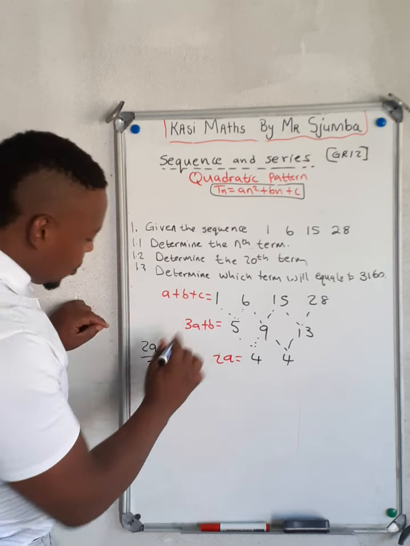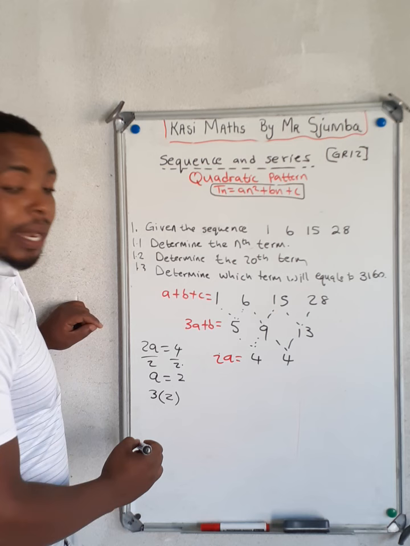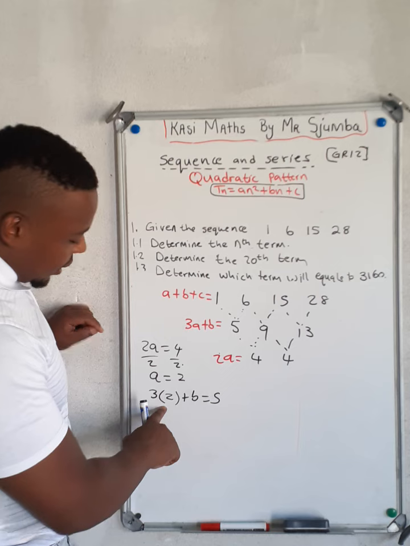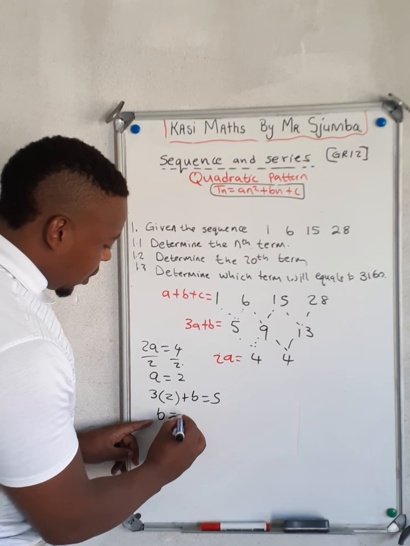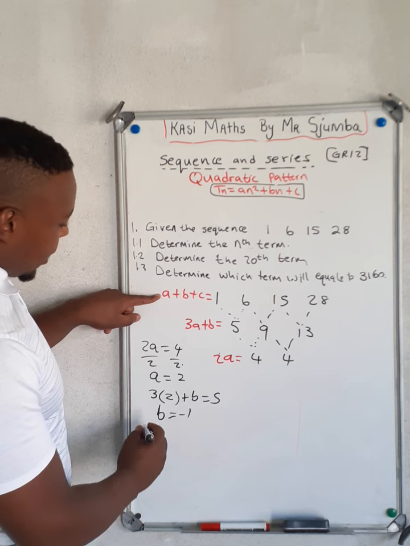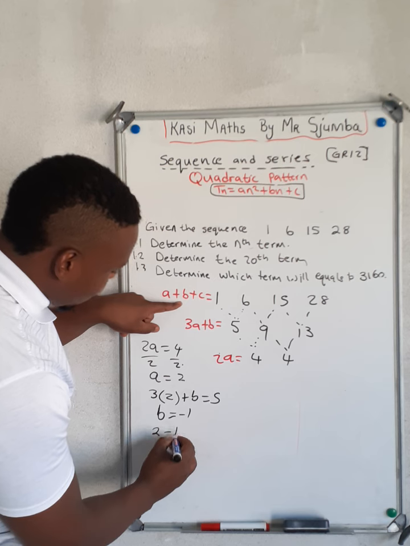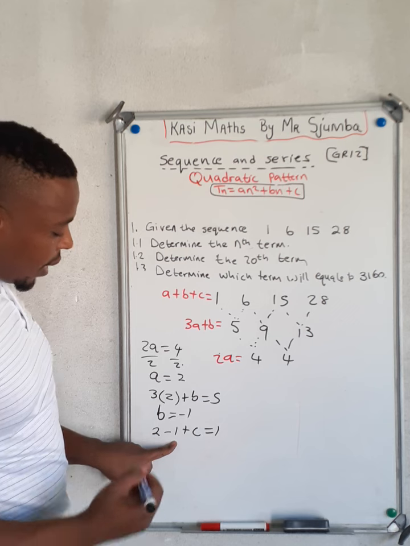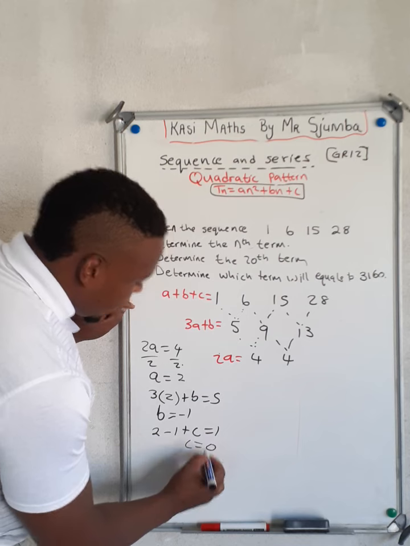Right? And then we take this 3. Now we know a is 2, so we substitute here: 3 times 2 is 6, plus b equals 5. Then this is 6, minus 6. So b will equal minus 1, because 5 minus 6 gives us minus 1. So we see a is 2, b is minus 1, and c we don't know yet. 2 minus 1 is 1. 1 minus 1, then our c will equal 0.